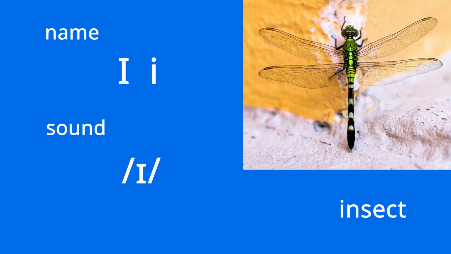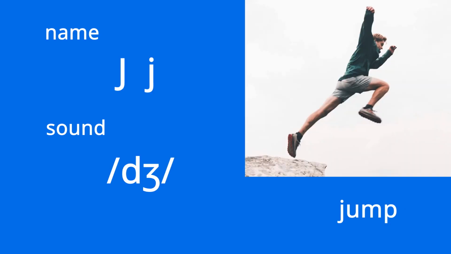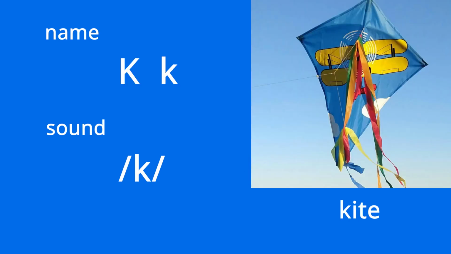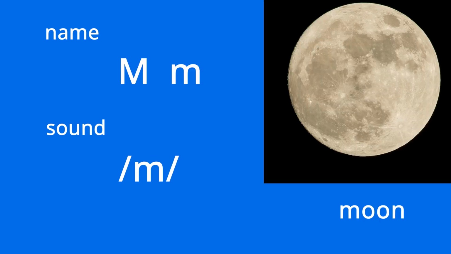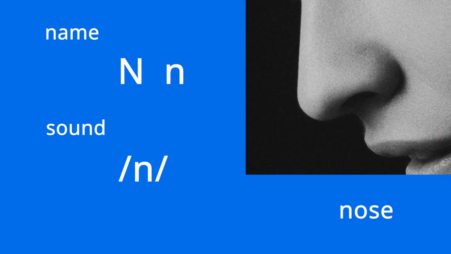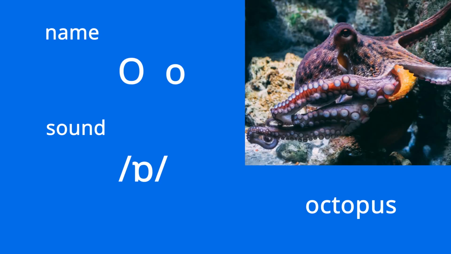I sounds like I, as in insect. J sounds like J, as in jump. K sounds like K, as in kite. L sounds like ul, as in lamp. M sounds like M, as in moon. N sounds like n, as in nose. O sounds like O, as in octopus.